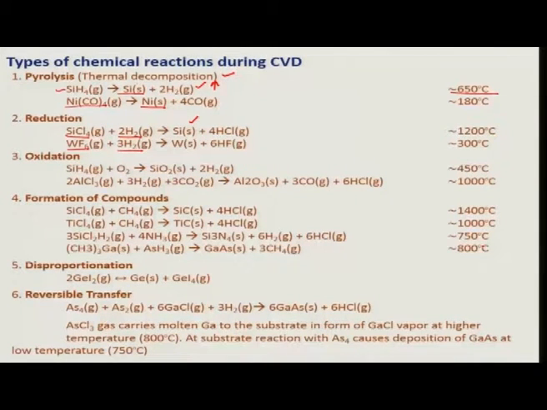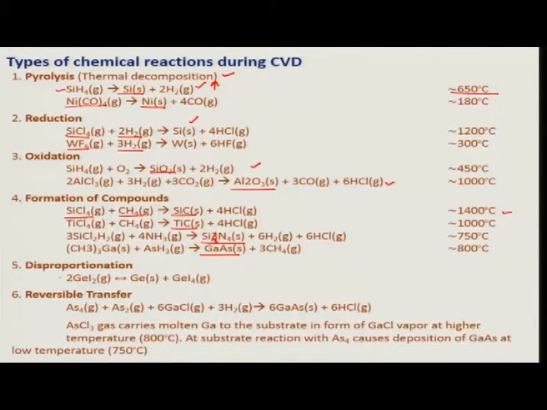And you can see the temperature ranges for various reactions. Your gases may also undergo oxidation to deposit oxide films. You can also form compounds. If you have a source of silicon and carbon, you can form silicon carbide at high enough temperatures, titanium carbide, silicon nitride, sorry, this should be Si3N4, and also compound semiconductors such as gallium arsenide. So, these are formations of compounds.